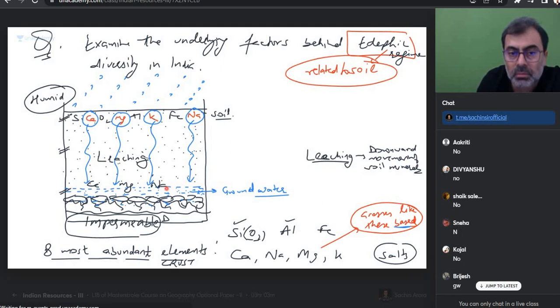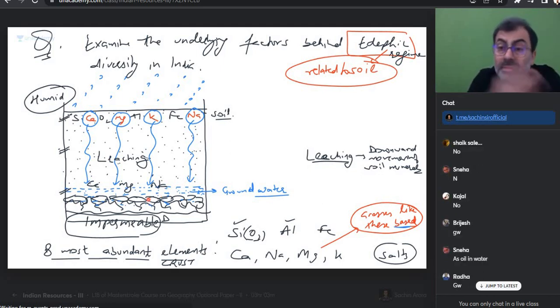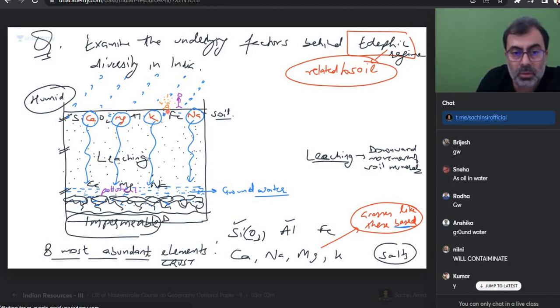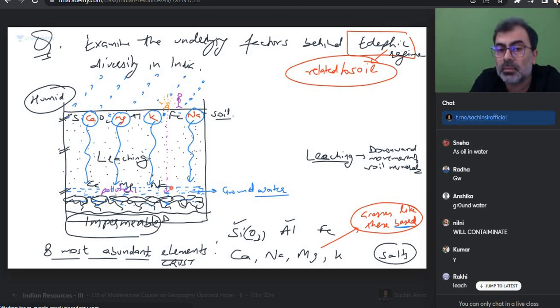Calcium, magnesium, sodium, they will reach down. They reach in the groundwater. Suppose there was chemical pesticide here, pesticide, insecticide, what will happen to it? Even pollutants go over there. Yes or no? Suppose this man has freshly released his open defecation, fresh vapors coming out. Yes or no? What will happen? All this will also go down. It will reach where? In the groundwater.